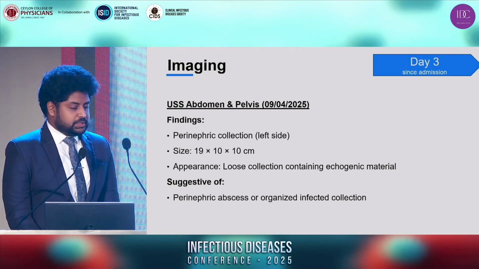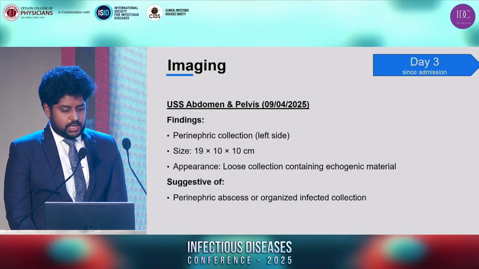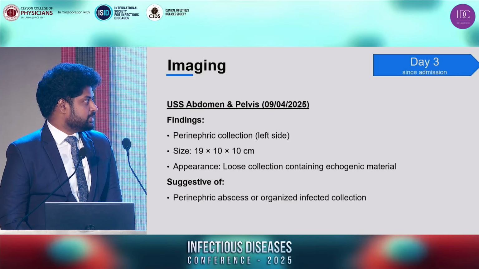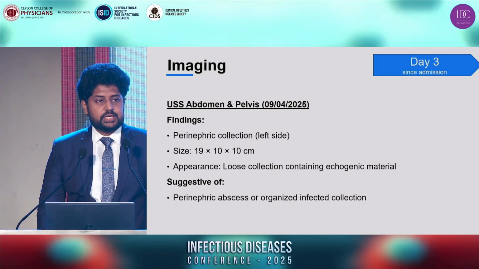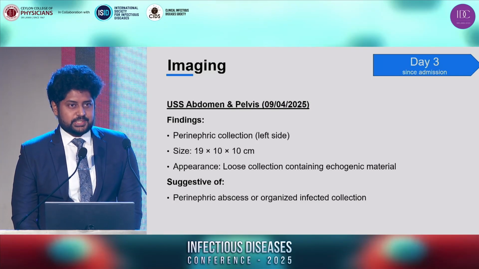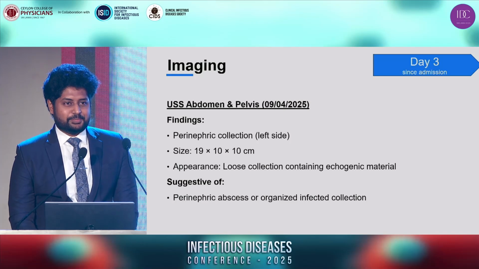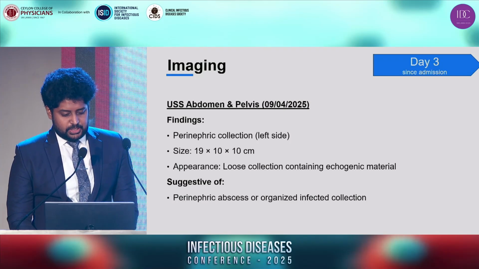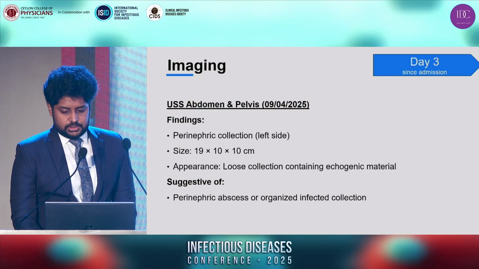By day 3 of admission, the ultrasound scan of the abdomen was done, and I must highlight the size of the abscess. The perinephric collection was noted to be 19 by 10 by 10 centimeters. This is not a mistake, it's centimeters. It is a very huge abscess, pretty much suggestive of a perinephric abscess.